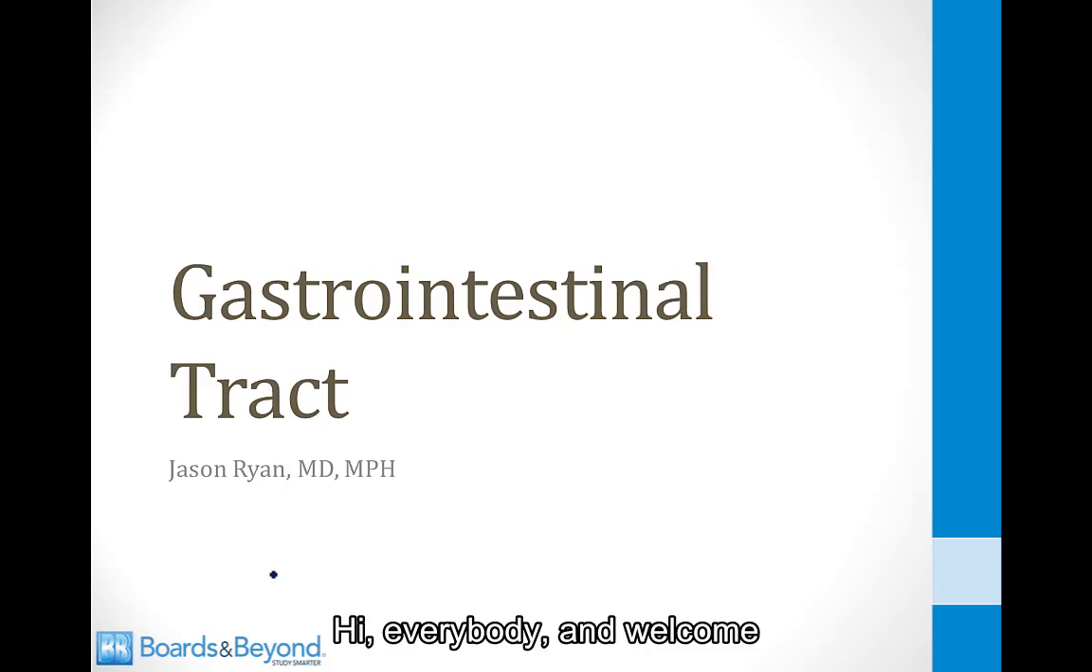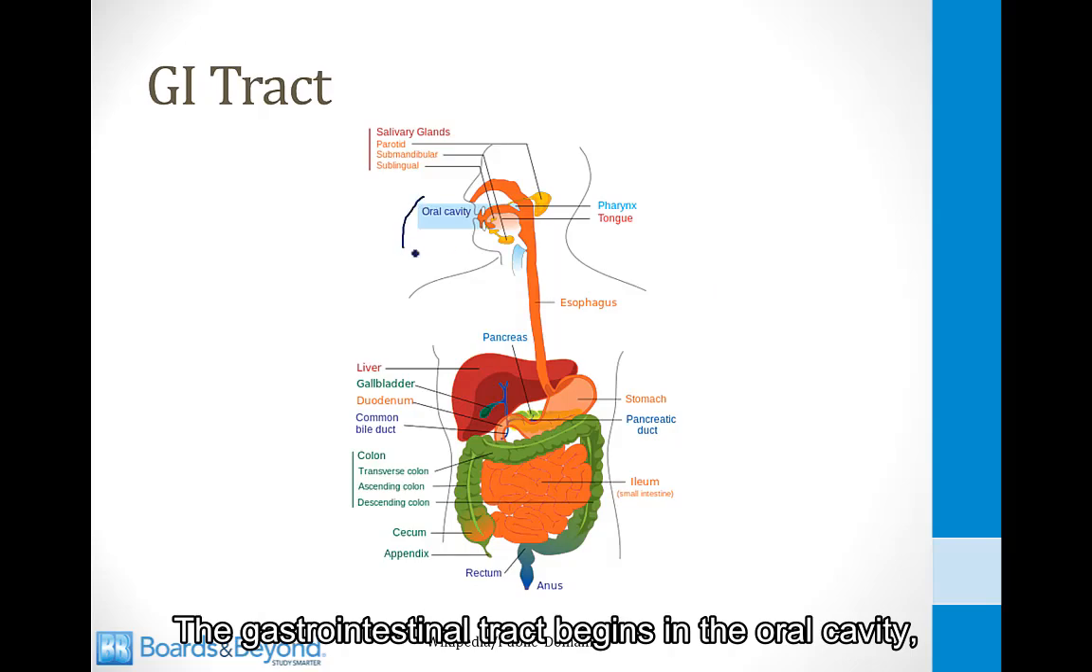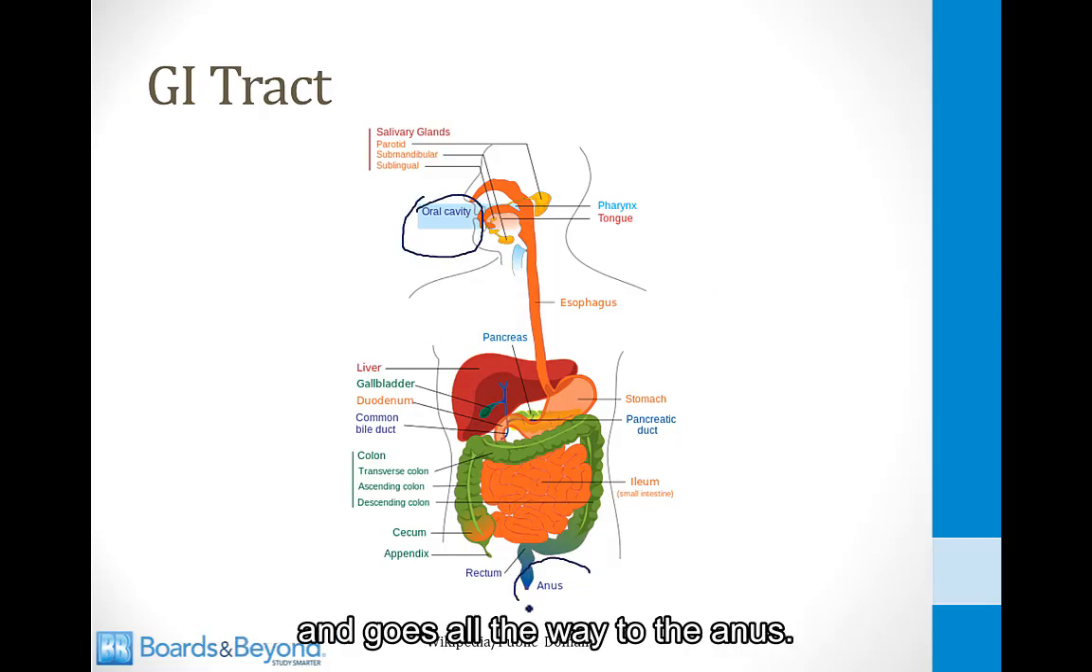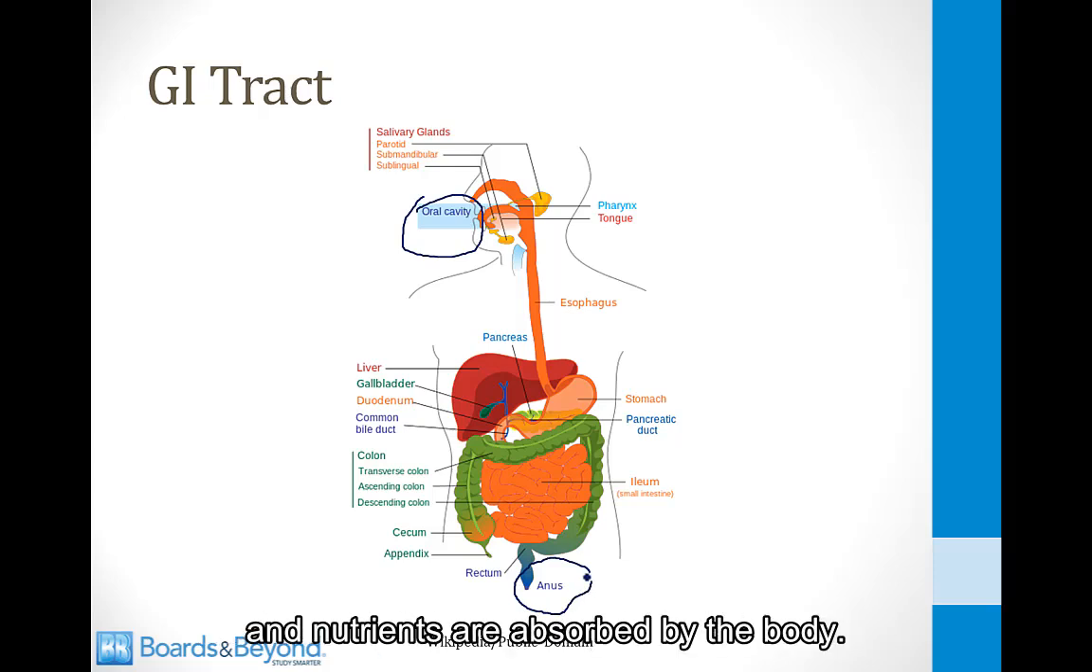Hi everybody, and welcome to our module on the gastrointestinal tract. The gastrointestinal tract begins in the oral cavity and goes all the way to the anus. It's the conduit through which our food passes and nutrients are absorbed by the body.